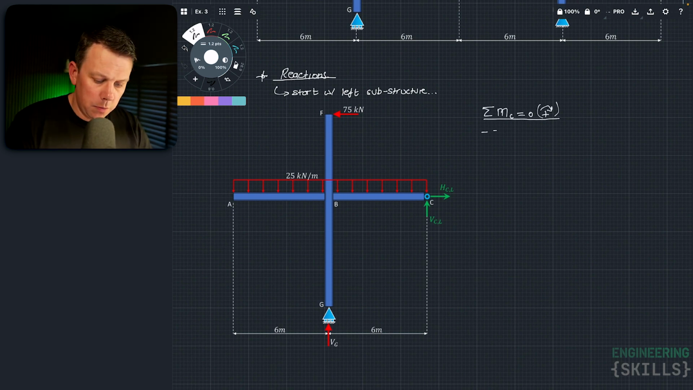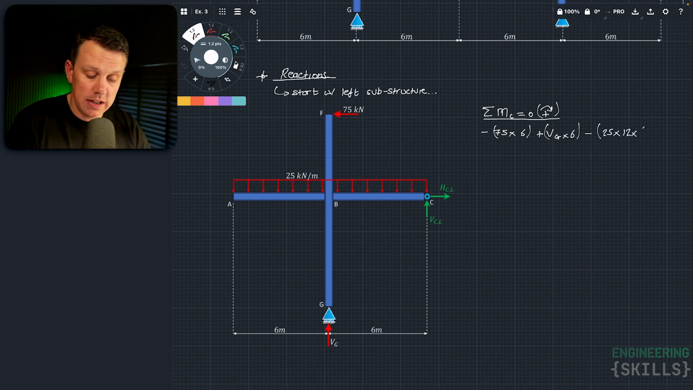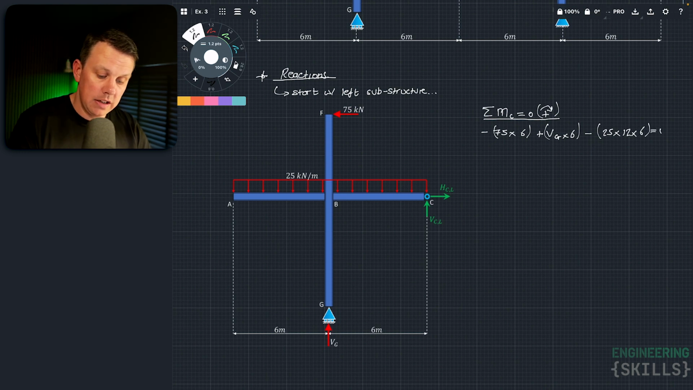So with clockwise moments positive, we've got minus 75 up at F. So that's going to give us a negative moment. So it's going to be minus 75 times the lever arm, which is 6, plus Vg times 6. And then we've got the UDL component. It's going to generate a negative moment about C. So it's going to be 25 times the distance over which it acts, which is 12, times its lever arm, which is half that because it's a UDL, which is 6. And that's all equal to 0. And then all of that evaluates out to give us Vg equal to 375 kilonewtons.